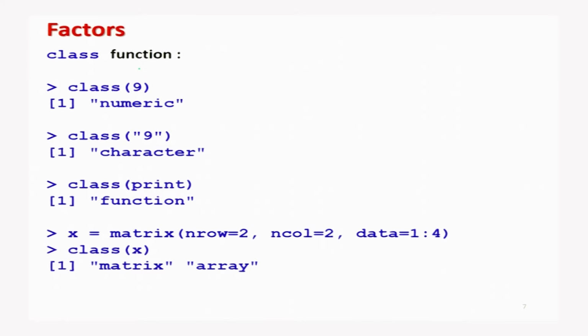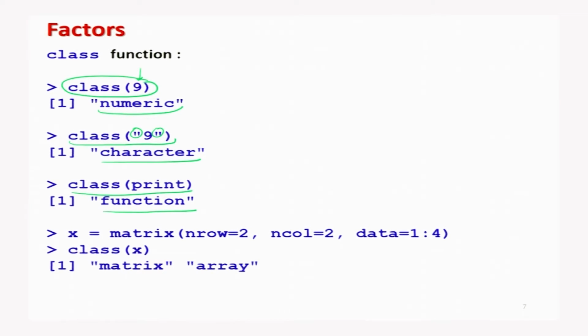If you take a number, say 9, and find out its class, then I write class and inside the parenthesis 9, and it will give you the class as numeric. Now, I try to convert this 9 into a character. I have written double quotes and then the value 9 inside the double quotes, so that it now becomes a character. So, the class of this comes out to be character. Similarly, if you take any function like print, then the class of print is function, right. You just write class and within parenthesis write the name of the function.